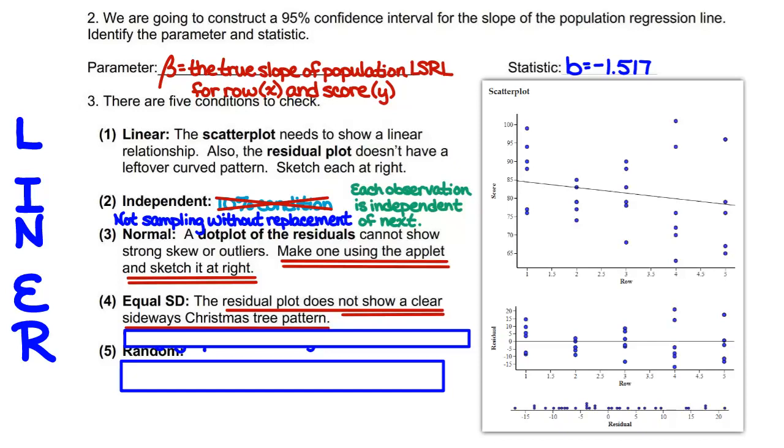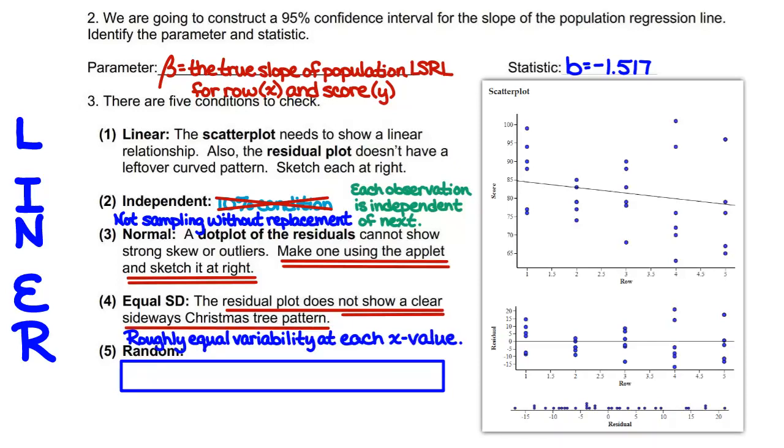The E in LINER stands for equal standard deviation. The residual plot does not show a clear sideways Christmas tree pattern. We have roughly equal variability at each X value. Kind of the same thing I'm looking for with linear. If I see a leftover pattern here, it doesn't have equal standard deviation.